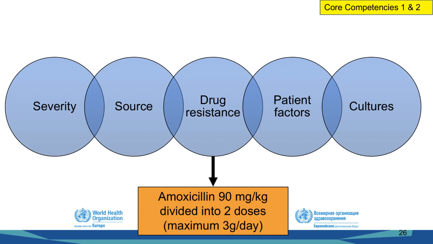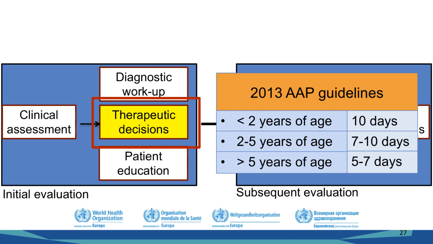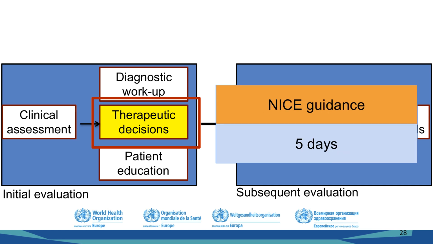You refer to relevant national guidelines and prescribe amoxicillin at a dose of 90 milligrams per kilogram divided into 2 doses, with a maximum of 3 grams administered per day. The 2013 American Guidelines recommend different durations of therapy depending on a patient's age, as listed in this table here. The NICE guidance recommends 5 days of therapy for all patients with acute otitis media.